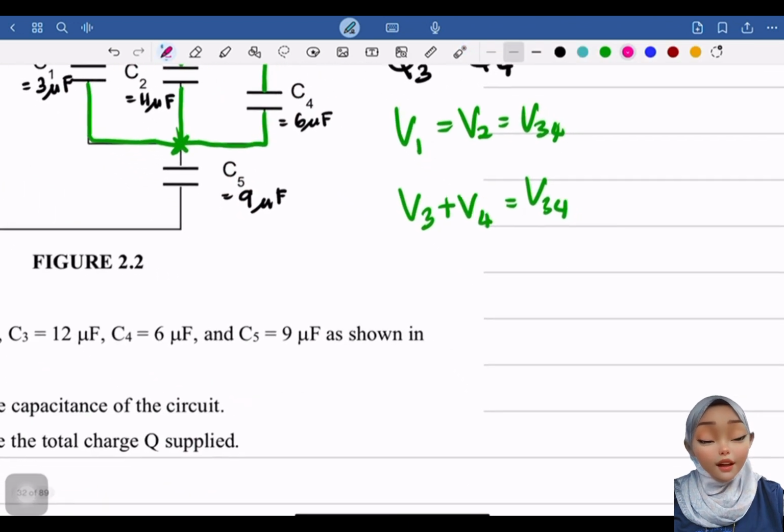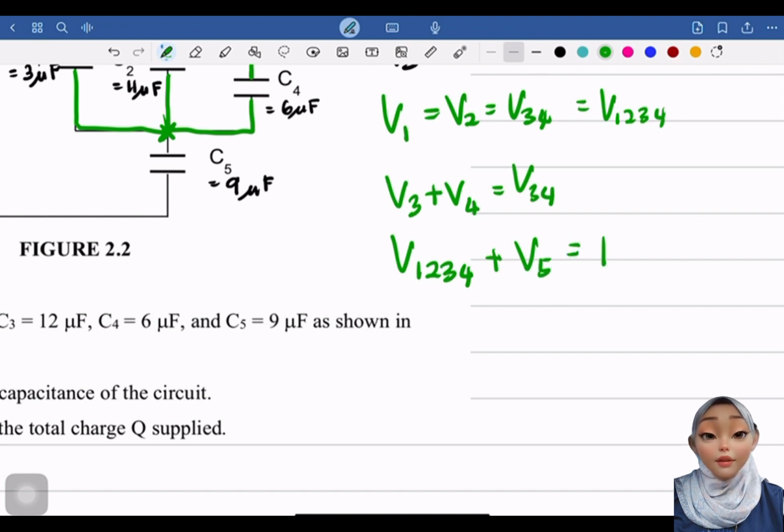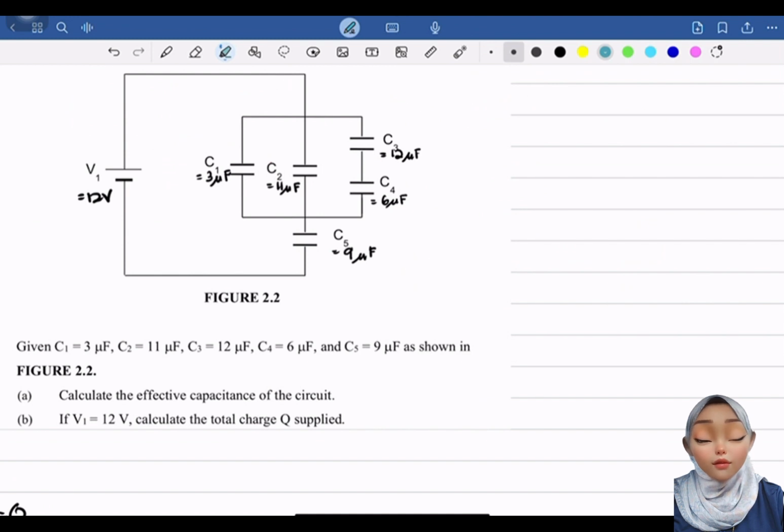So it is V1, 2, 3, 4. This one samalah V1, 2, 3, 4. Campur dengan V5 dan kita dapat 12 volt. Now let's answer this question. Question A. Calculate the effective capacitance of the circuit.